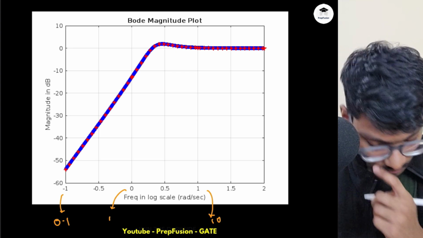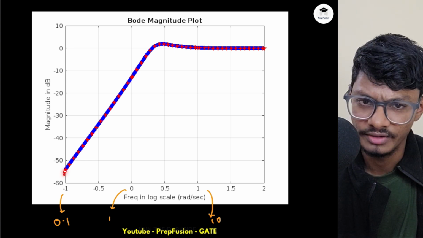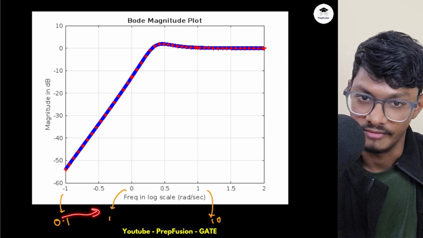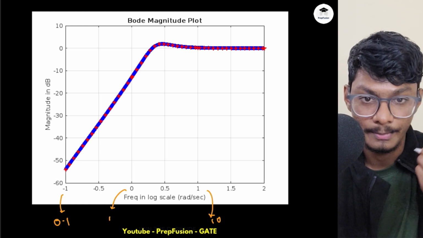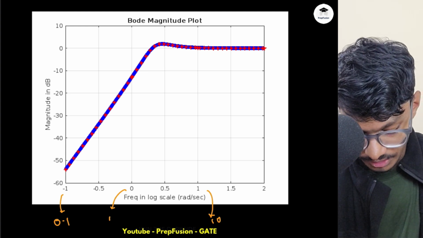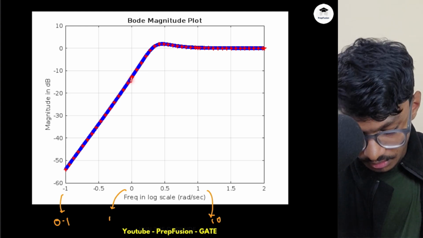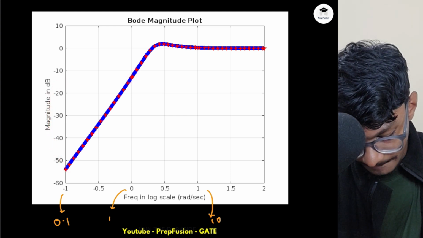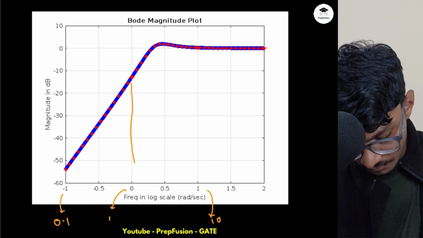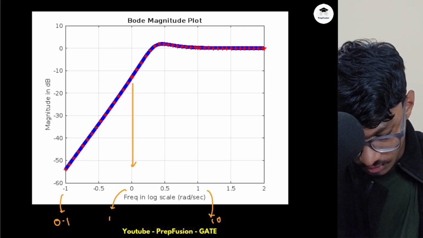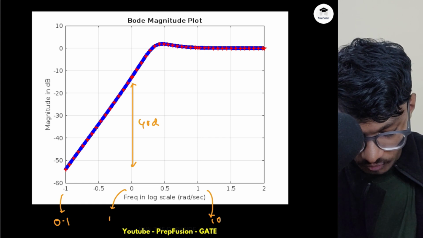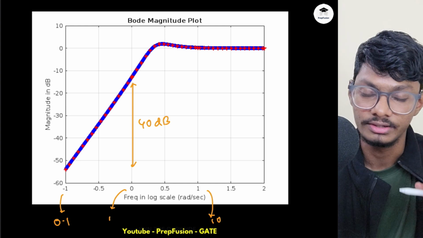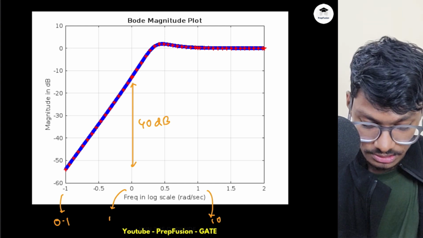So here if I observe one thing, this is, let's say, something less than -50. Okay, and if I travel one decade, how much is my magnitude increasing in dBs? So in dBs I am at something lower than -10. So how much am I totally traveling? Almost 40 dBs. So this distance is almost 40 dBs. So in 1 decade I'm traveling 40 dBs.